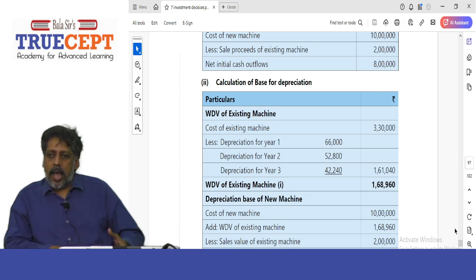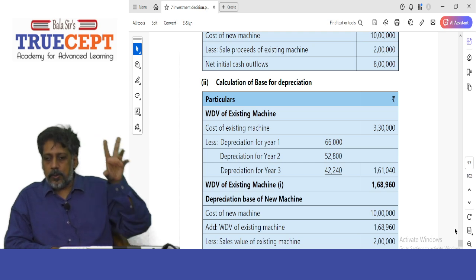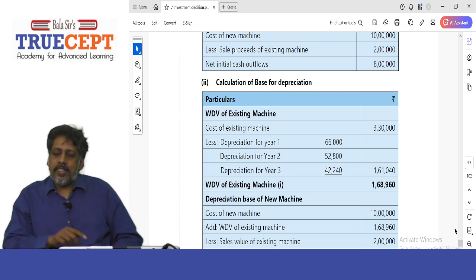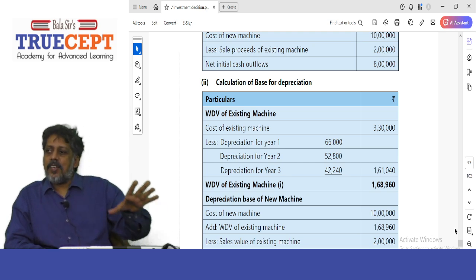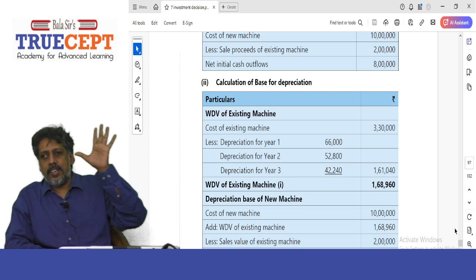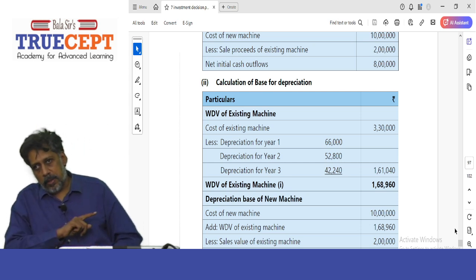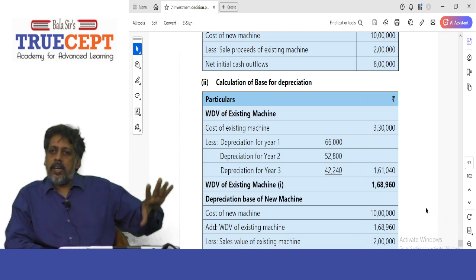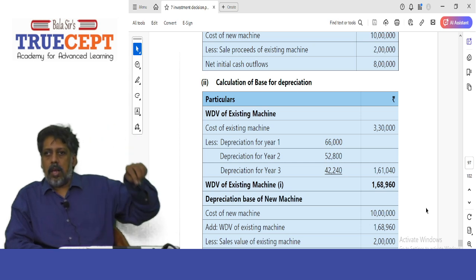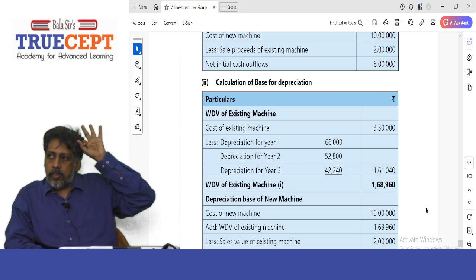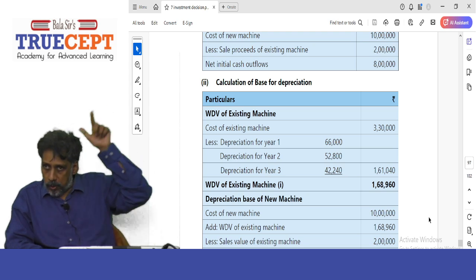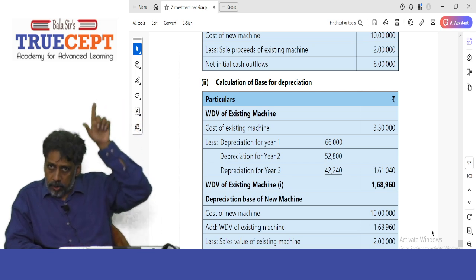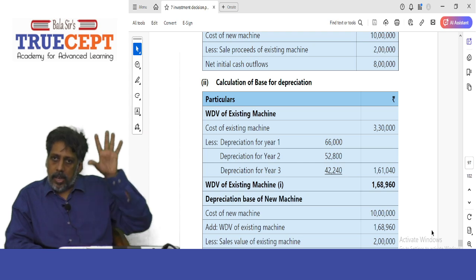Then again from 2,64,000 minus 52,800, that is 2,11,200. And on that you apply 20%: 42,240. And that will be the depreciation for the third year, right? So if we subtract all the three depreciation numbers, 1,61,040, we get the WDV of the existing machine as 1,68,960. That is after 3 years, as of today. 3 years gone by already. At the end of year 3, we have this much value.